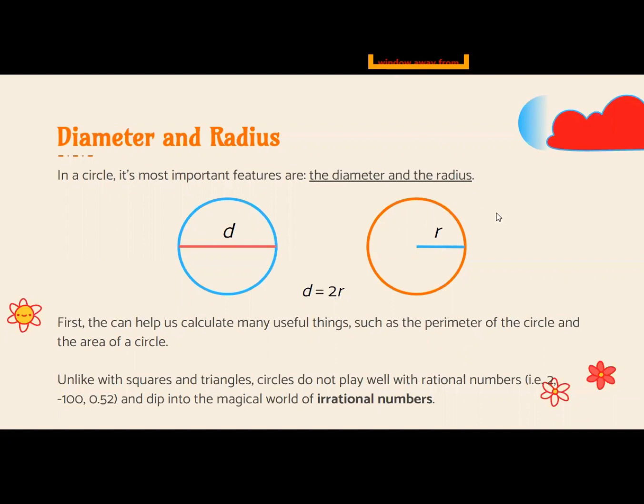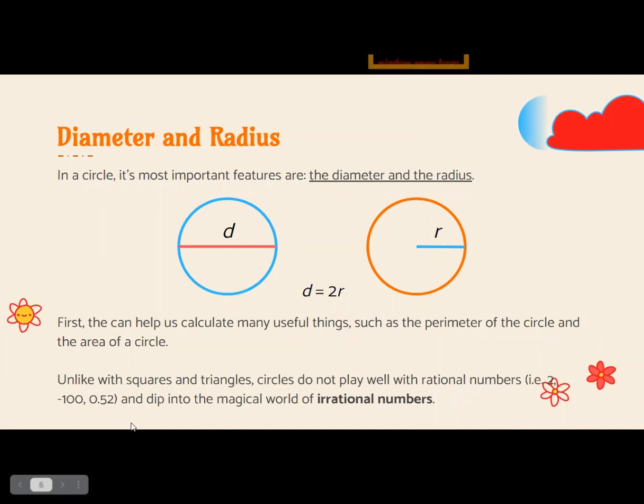So 2 can be represented as 2 over 1, negative 100 can be represented as negative 100 over 1, and 0.52 can be represented as 52 over 100 or 26 over 50, and so on. Yeah, Alan can go a little bit in depth on that, what that means.